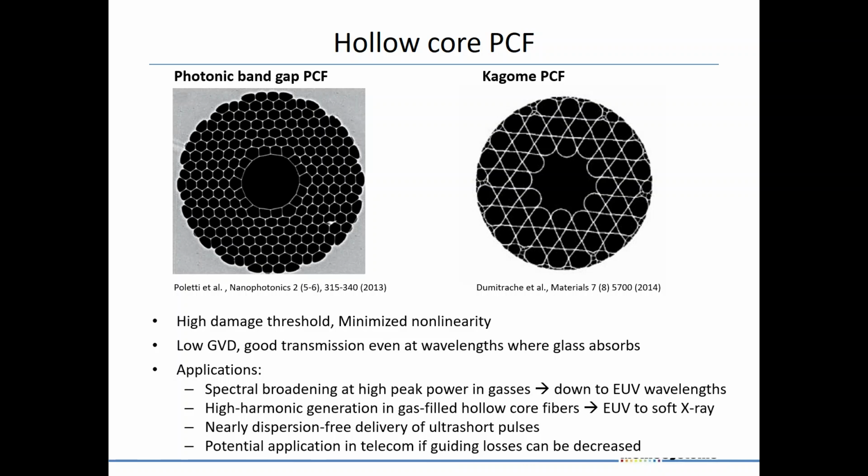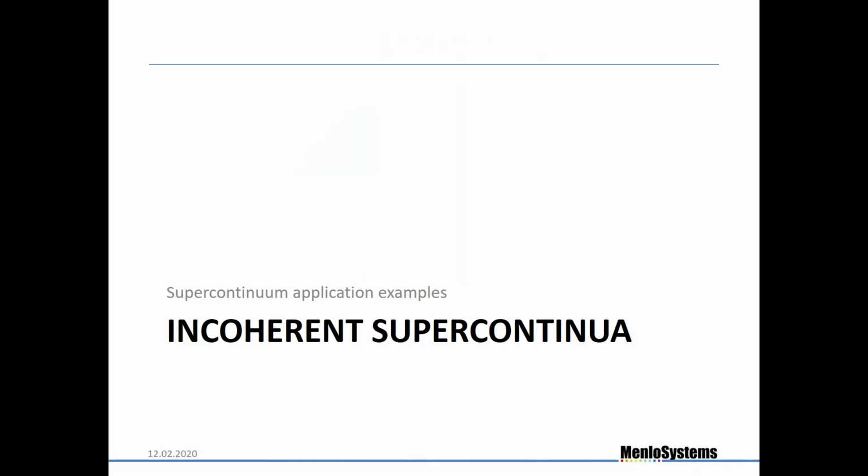Unfortunately, these fibers have a guiding loss which is too high for telecom applications. But there are people who work on this, and once they are successful, I believe that there will be a lot of people who would be willing to pay a lot of money to have a telecom network based on this and gain a speed advantage in this way.